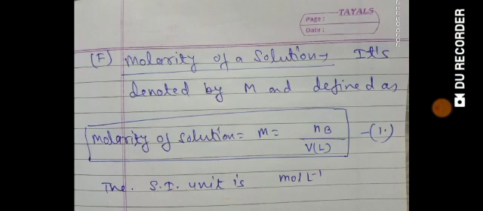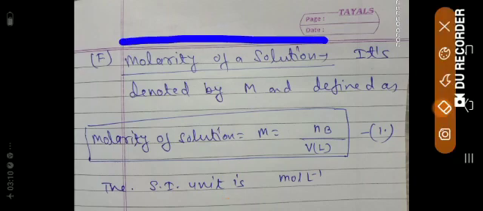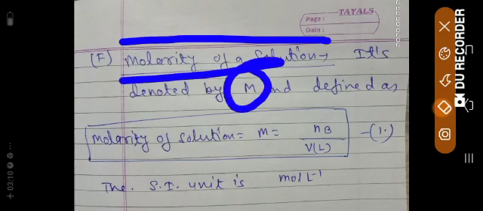Next, concentration measuring terms. Molarity of a solution. This is a familiar term from 11th class chemistry, but I am going to explain it one more time. Molarity, not molality; molality will come later. This is molarity, so that is the right pronunciation. Molarity of a solution is denoted by capital M and defined as follows.